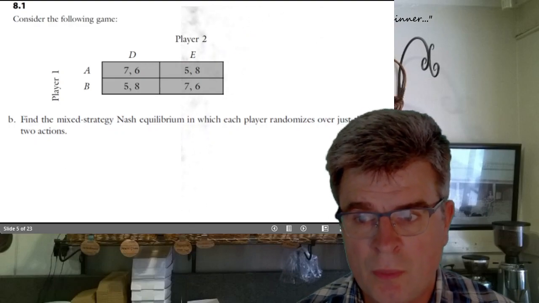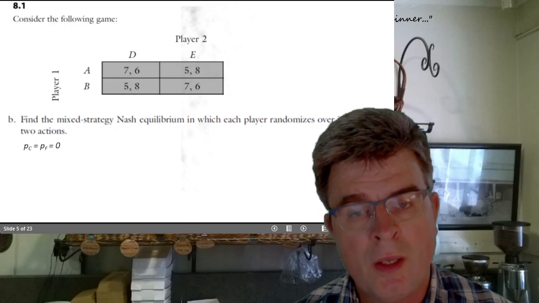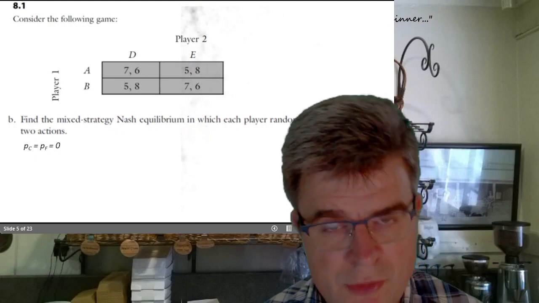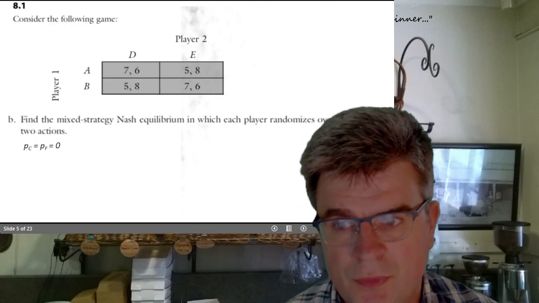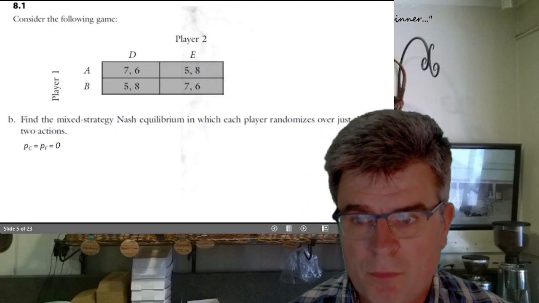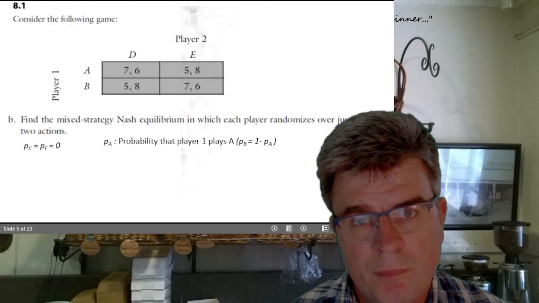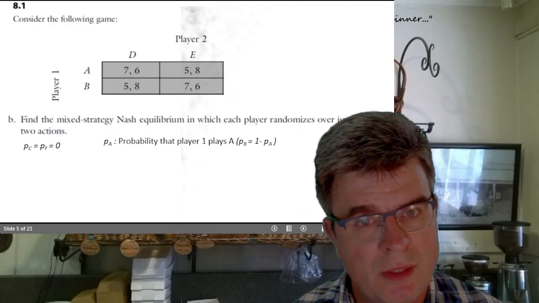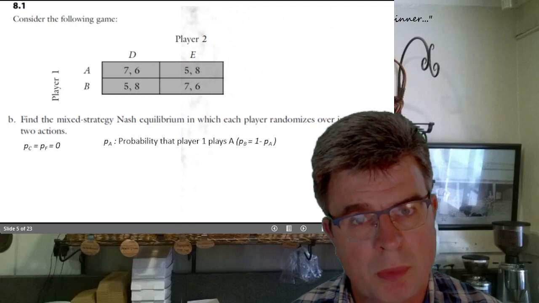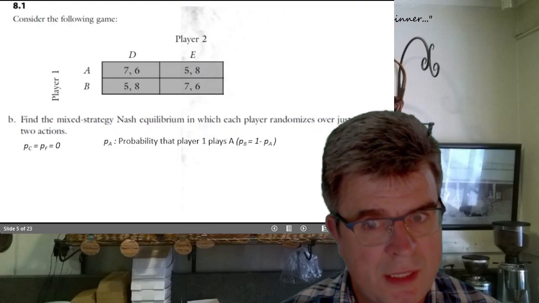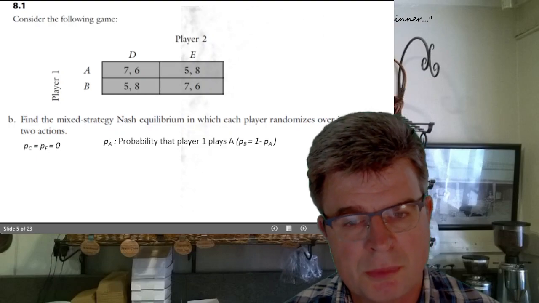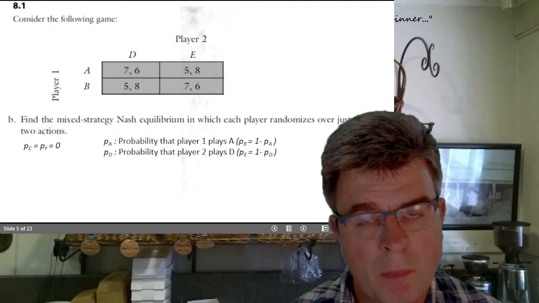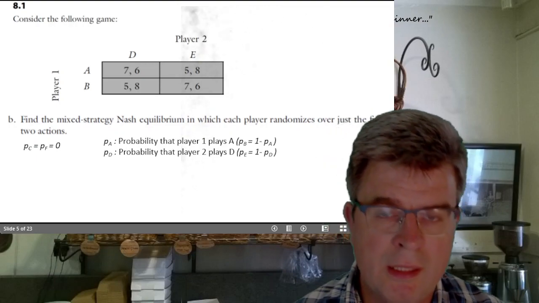But in this case, we know that for the equilibrium that we look for, both action C and action F will be played with probability 0. So PC and PF are identical to 0. Now, for player 1, we denote the probability that this player plays A with PA. He will not play C, so that makes PB equal to 1 minus PA, the chance that he will play action B. And for player 2, we will denote the probability that he will play action D with PD. And PE is 1 minus PD.